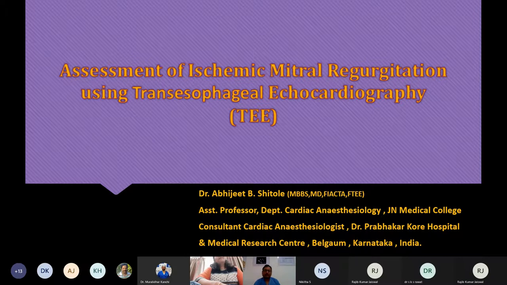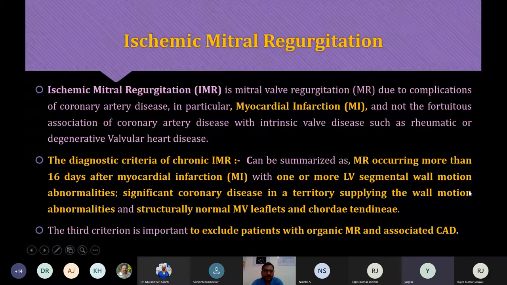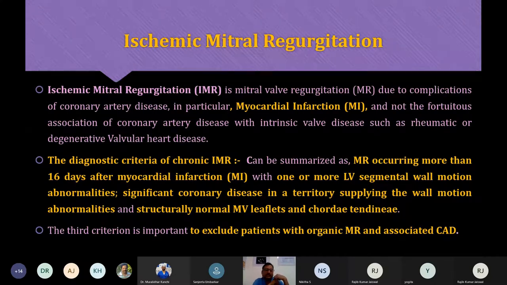So in continuation with our program of TEE in coronary artery bypass surgery, we will continue with the assessment of ischemic MR. Ischemic MR is a mitral regurgitation due to complications of coronary artery disease, in particular myocardial infarction. It is not just an association of coronary artery disease with intrinsic valve problems like rheumatic or degenerative heart diseases. So basically, it is a secondary mitral regurgitation.